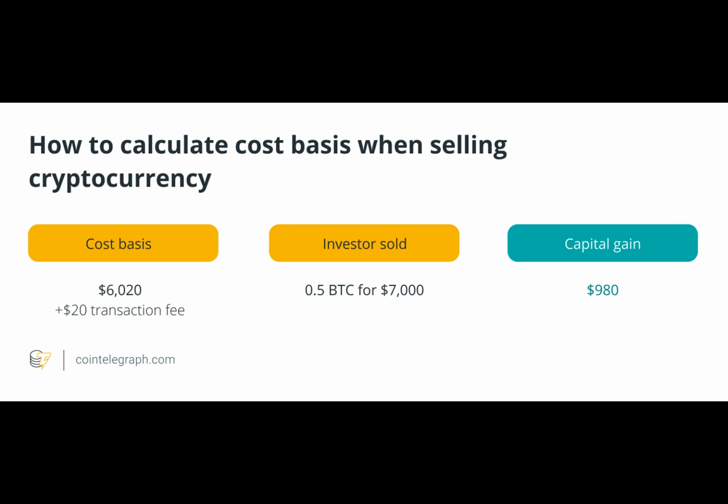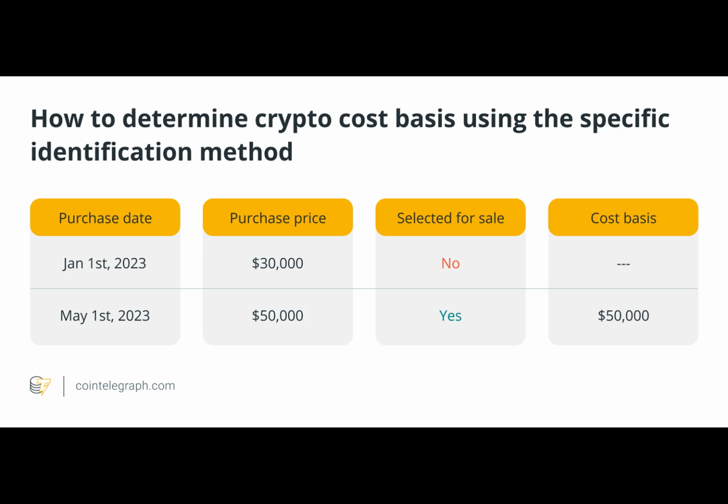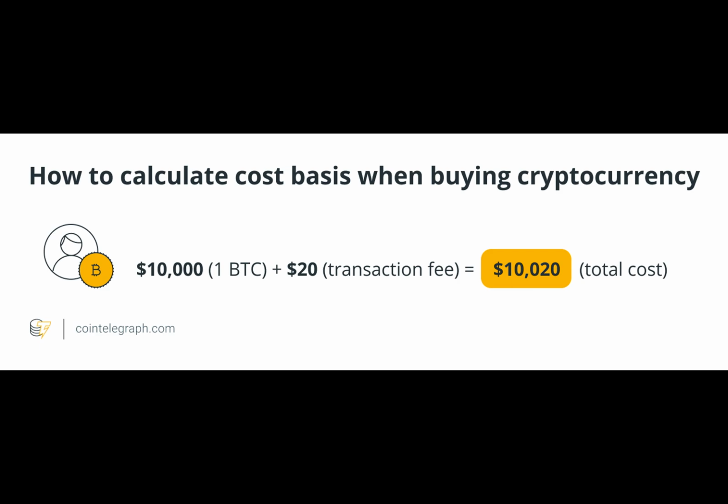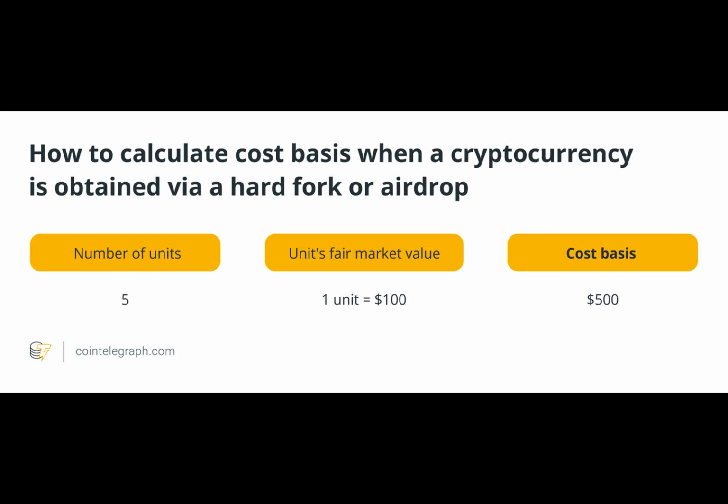As opposed to FIFO, last in, first out assumes the crypto assets that were most recently bought will be sold first, indicating that the most recent purchase price serves as the asset's cost basis. Let's assume that on January 1st, 2023, an investor paid $30,000 to acquire 1 BTC, and on May 1, 2023, they paid $50,000. When they sell 1 BTC, the cost basis is automatically the most recent purchase price.